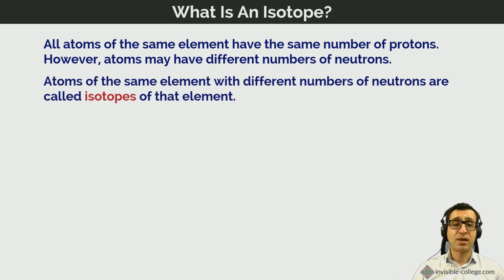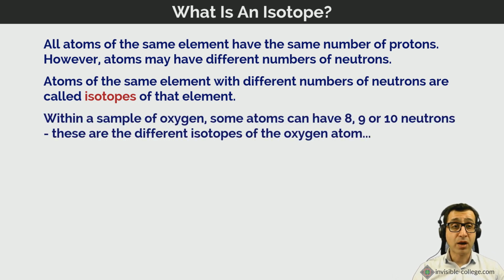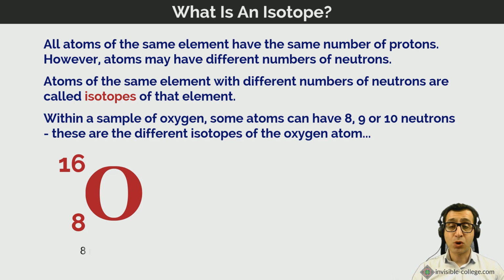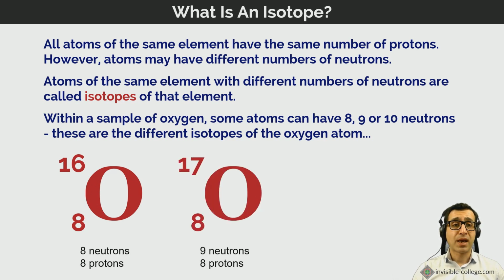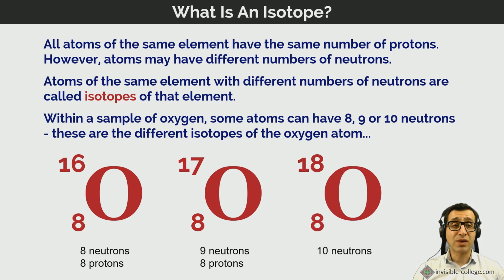So for example, within a sample of oxygen atoms, some of those atoms can have either 8, 9 or 10 neutrons, even though they all have the number of protons unique to oxygen atoms, which is 8. So we have oxygen-16, we have oxygen-17, and we have oxygen-18, the 3 isotopes of oxygen. So you can see here, they are all oxygen atoms because they all have the same atomic number, but they all have different mass numbers because they have different numbers of neutrons.